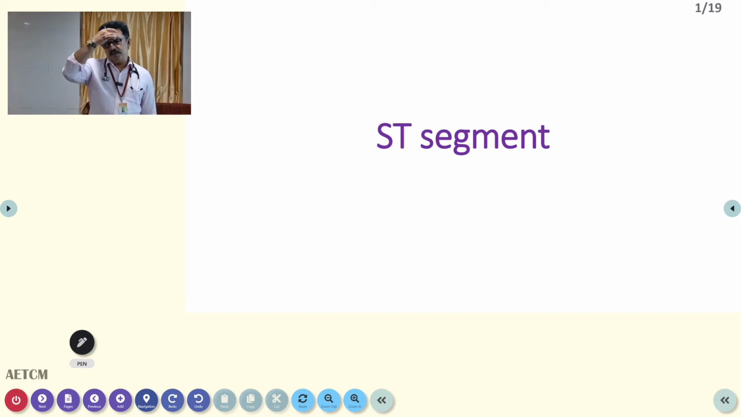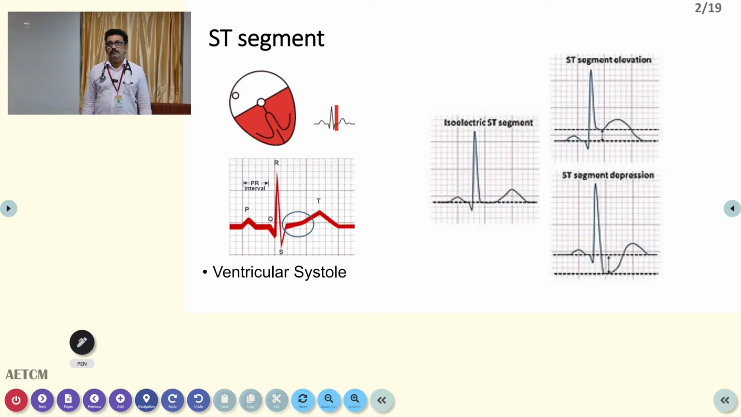As part of that ECG course, today I am discussing the ST segment. We have seen how the ST segment is formed in ECG. Now we are going to talk about normal ST segment, ST segment elevation, ST segment depression, and the different causes for all these ST segment elevations and depressions.